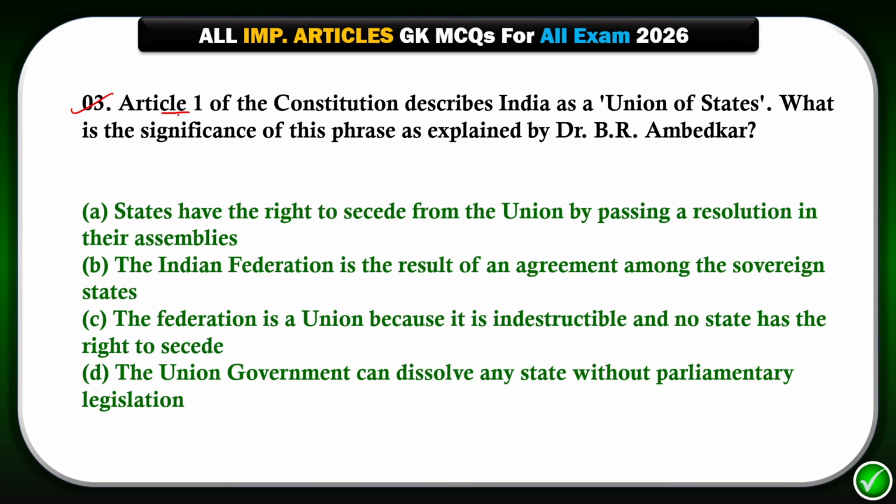Question number 3. Article 1 of the Constitution describes India as a union of states. What is the significance of this phrase as explained by Dr. B.R. Ambedkar? And option number C is the right answer. The federation is a union because it is indestructible and no state has the right to secede.